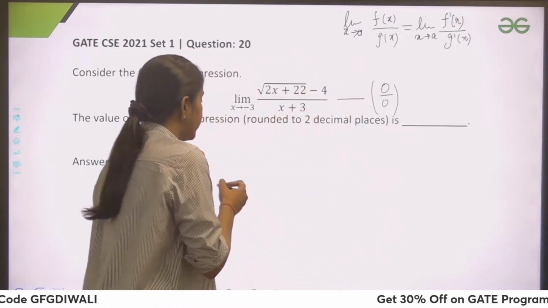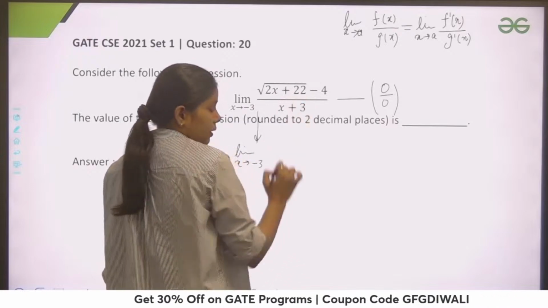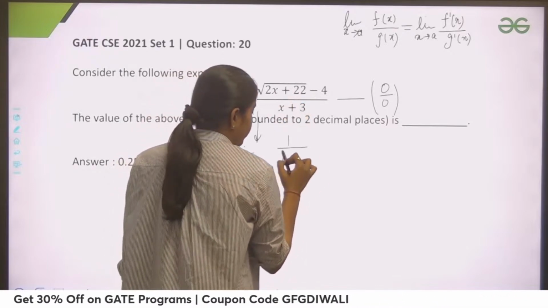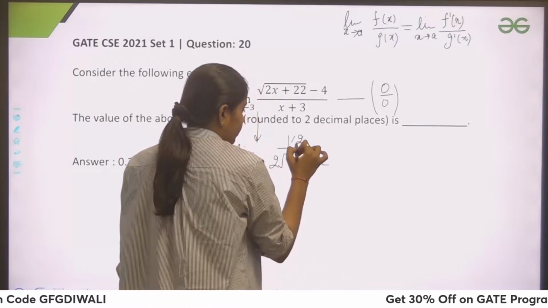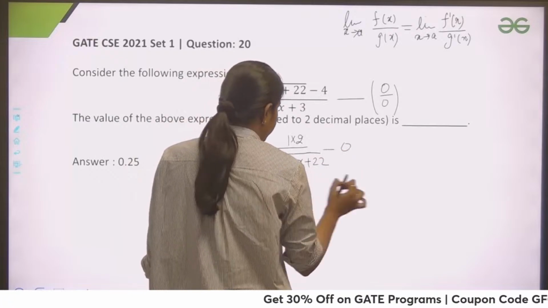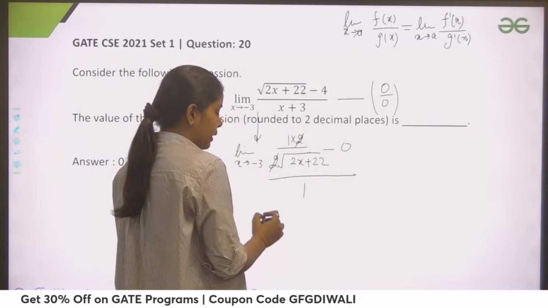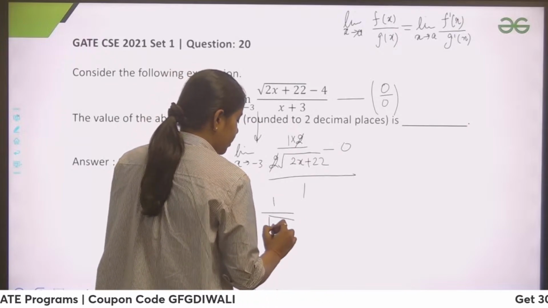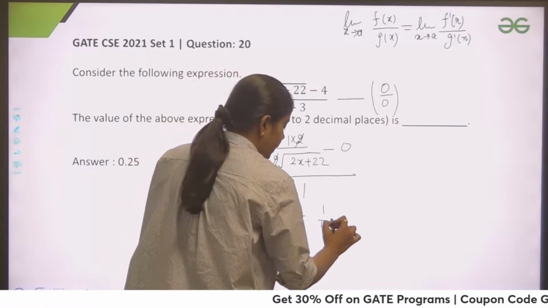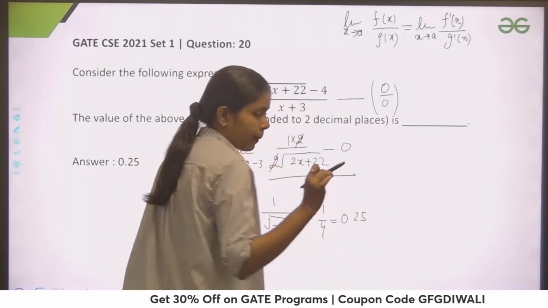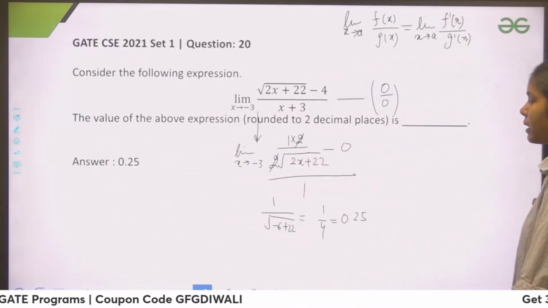Now I can find the derivative here. The derivative of square root of 2x plus 22 would be 1 by 2 into 2, over the square root. This would get cancelled. Now you can put x as minus 3 here. If you put minus 3 here, minus 6 plus 22, that would give me 1 upon square root of 16, that is 1 by 4. So the limit value here is 0.25. I hope this is clear.